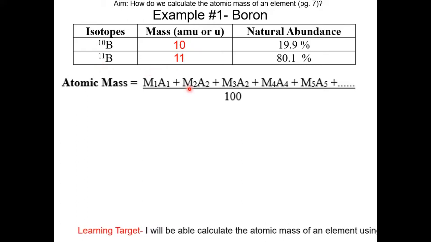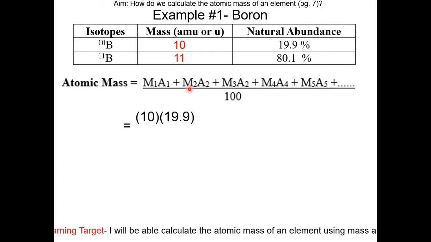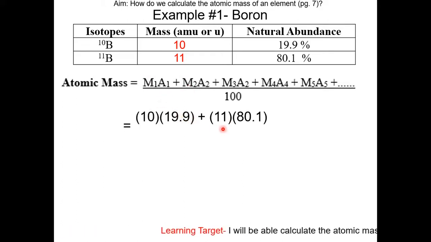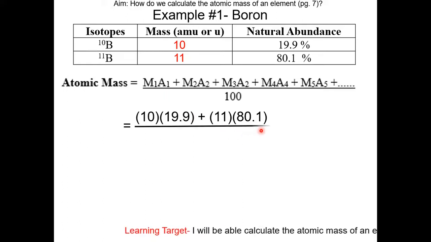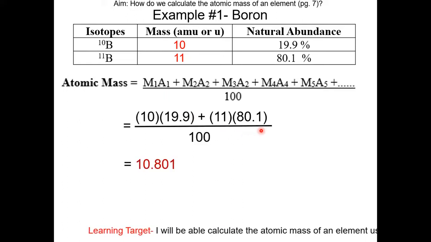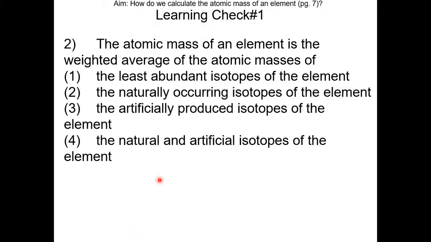Next, we plug into the equation. This will be our setup: 10 times 19.9 plus 11 times 80.1, divide the whole thing by 100, gives us 10.801. This will be the atomic mass of boron. This value is very close to the one on the reference table.